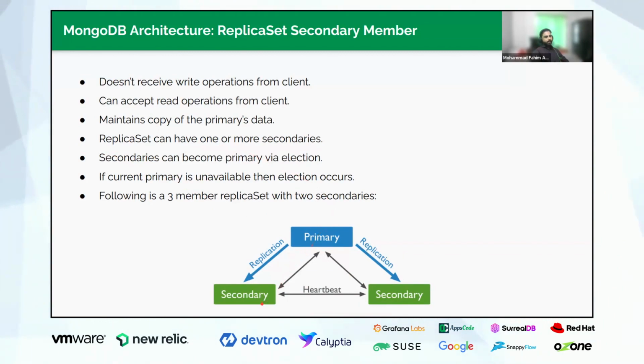A replica set can have one or more secondaries. It can have multiple secondaries. Secondaries can also become the primary member. When the current primary is gone or it's unavailable for some time, a secondary member can become the new primary. If the current primary is unavailable, an election occurs, and the winner of the election becomes the new primary.